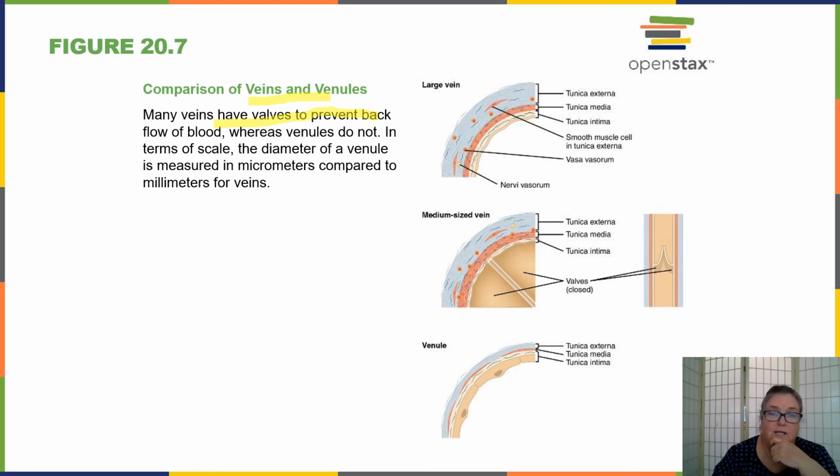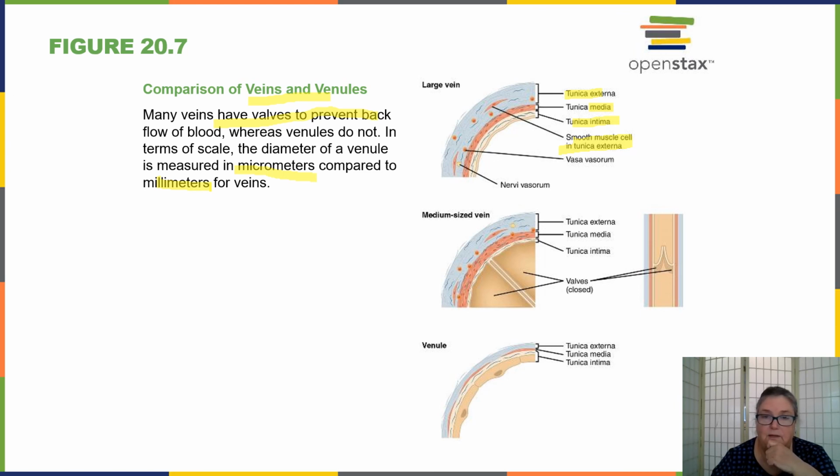All right. The venule is measured in micrometers, and compared to millimeters for veins. So a millimeter is something that's visible, right? There is our large vein. We have our three layers, the externa, the media, tunica intima. We've got some smooth muscle in the tunica externa. Now remember, we're going to talk more about smooth muscle, but that's under involuntary control. So here we're seeing several types of tissue.